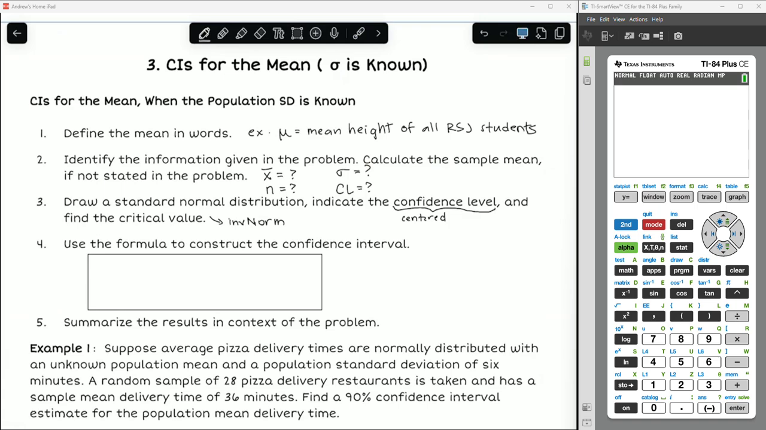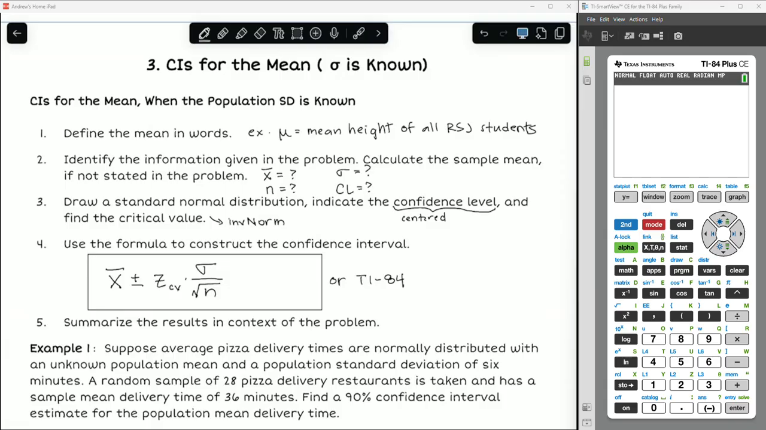Once I've done that, I'm going to use the formula to construct the confidence interval. And we know that it's the sample statistic plus or minus my z critical value times my standard error. And we know our standard error is the population standard deviation divided by the square root of the sample size. We can do that by hand, or we can use the TI-84, and I will show you how to do that in another video.